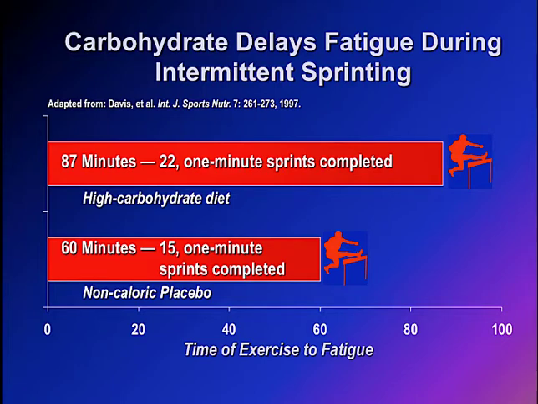And he found that while people were doing it, if you gave them a non-caloric placebo, something that didn't have any calories at all, they could go 60 minutes and do 15 one-minute sprints until they reach fatigue. But if you gave them carbohydrate during the sprints, so something like a sports beverage and carbohydrate snacks, look at what happens. They can go longer, mainly because you're satisfying blood sugar and therefore brain requirements, but also you're providing a source of fuel to the muscles that supplements the glycogen which is already in the muscles.